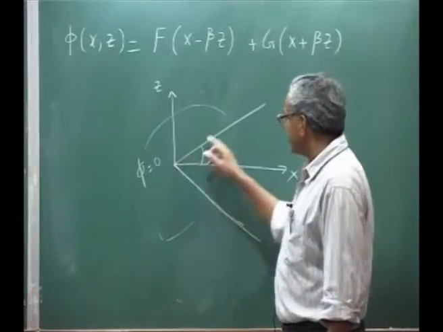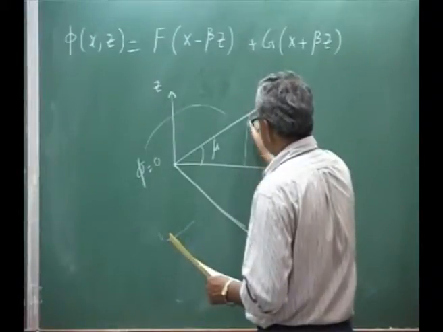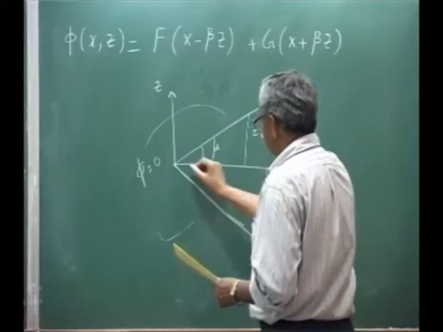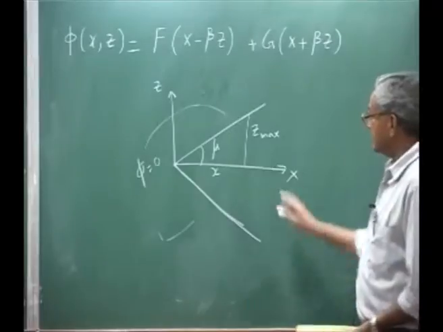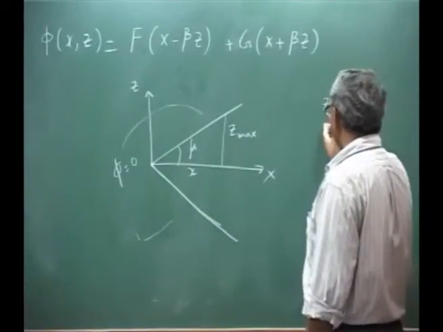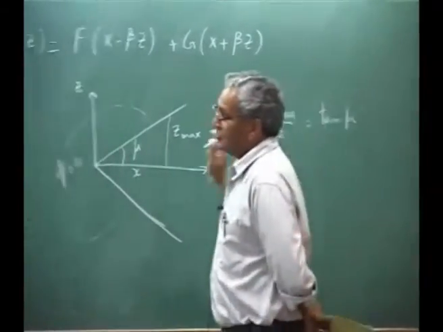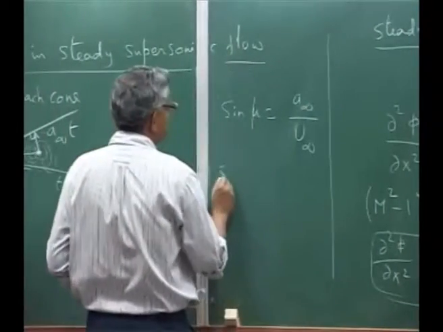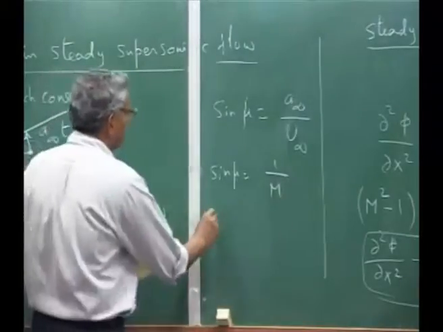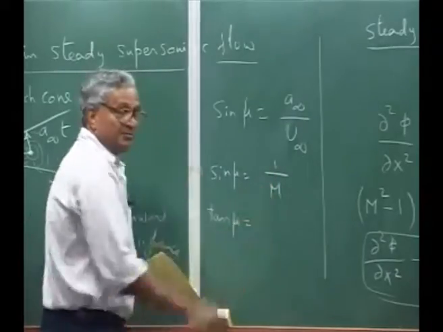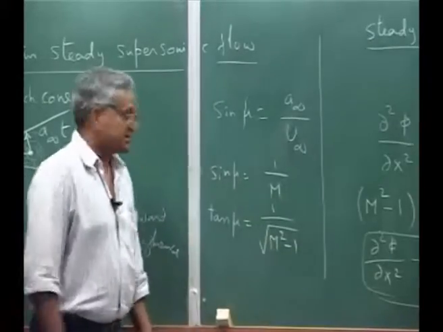Okay. Now if you write the equation for this cone, you will have this is z max, this is x. What is the maximum value of z? z max over x is tan mu. Sin mu is 1 over M. So tan mu is what? Opposite side by adjacent, 1 over root of M square minus 1. Okay, this is tan mu.